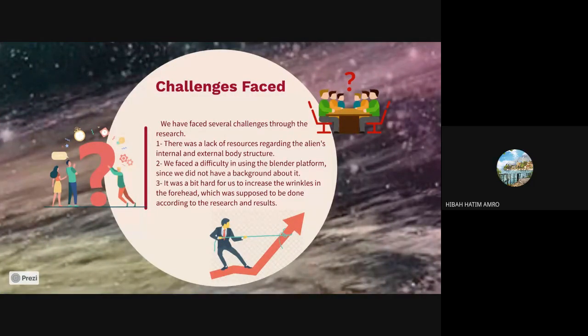Of course, we have faced several challenges through the research. First, there was a lack of resources regarding the alien's internal and external body structure. Second, we faced difficulty in using the Blender platform since we did not have any background about it. And third, it was a bit hard for us to increase the wrinkles in the forehead, which was supposed to be done according to the research and results.